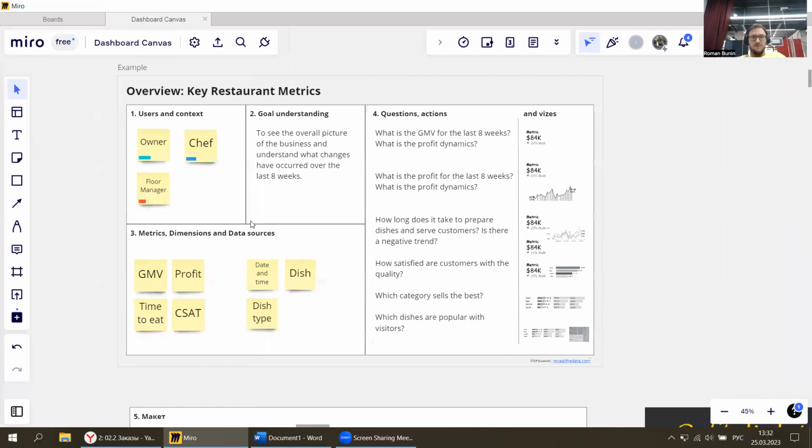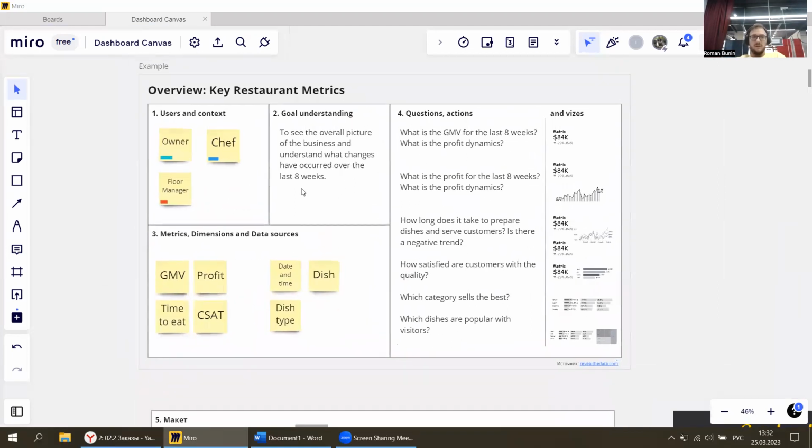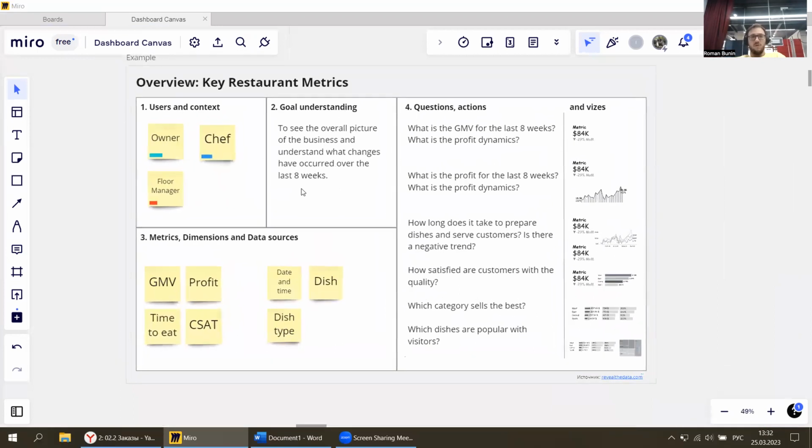Let's look at an example. I'll just show you briefly. I think you can relate to this example. It's just an example of a restaurant. Just imagine yourself as the owner of a restaurant.